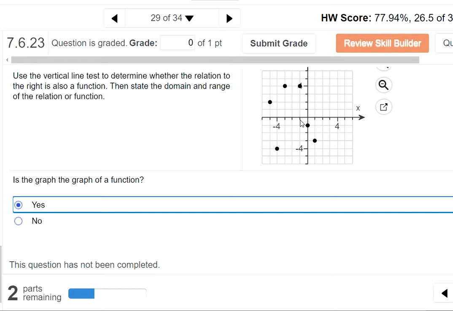Because x equals -1 has y equals 4 as its only output. x equals -3 has y equals 4. x equals -4 has y equals -4. x equals -5 has y equals 2. There's only one y for every x value.